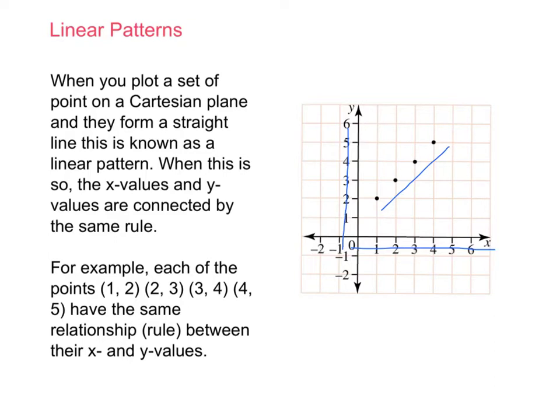So if you have a look here, for example, we have our points: when x is equal to 1, y is equal to 2, when x is equal to 2, y is equal to 3. They have the same relationship between their x and y values. If you look a little bit more closely, you'll see that in each case the y value is 1 more than the x. So when x is 1, y is 2. When x is 2, y is 3. When x is 3, y is 4. That's the relationship. So in each case, the y value is 1 more than the x value.